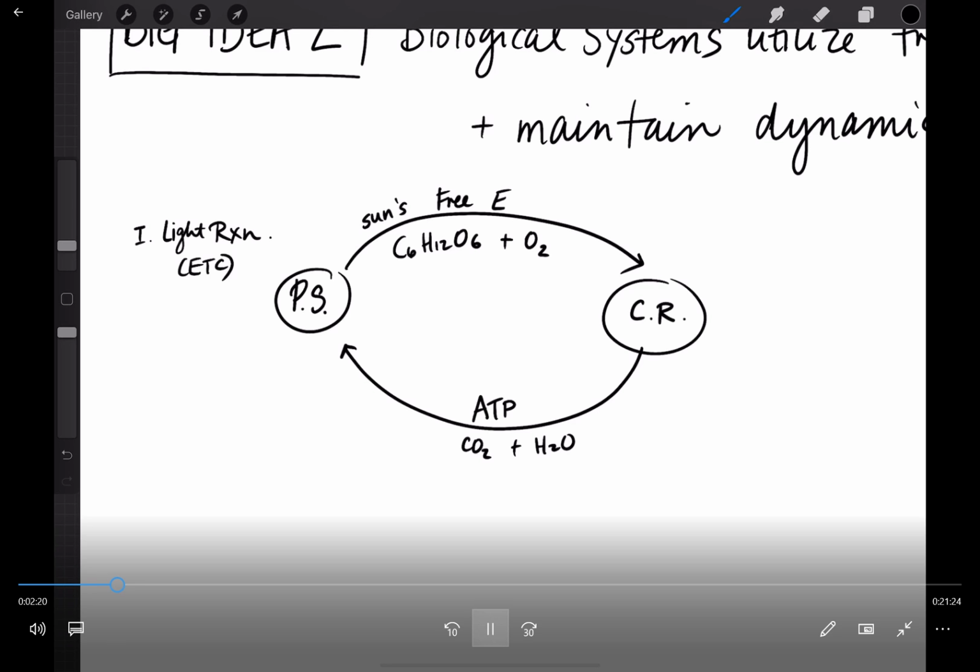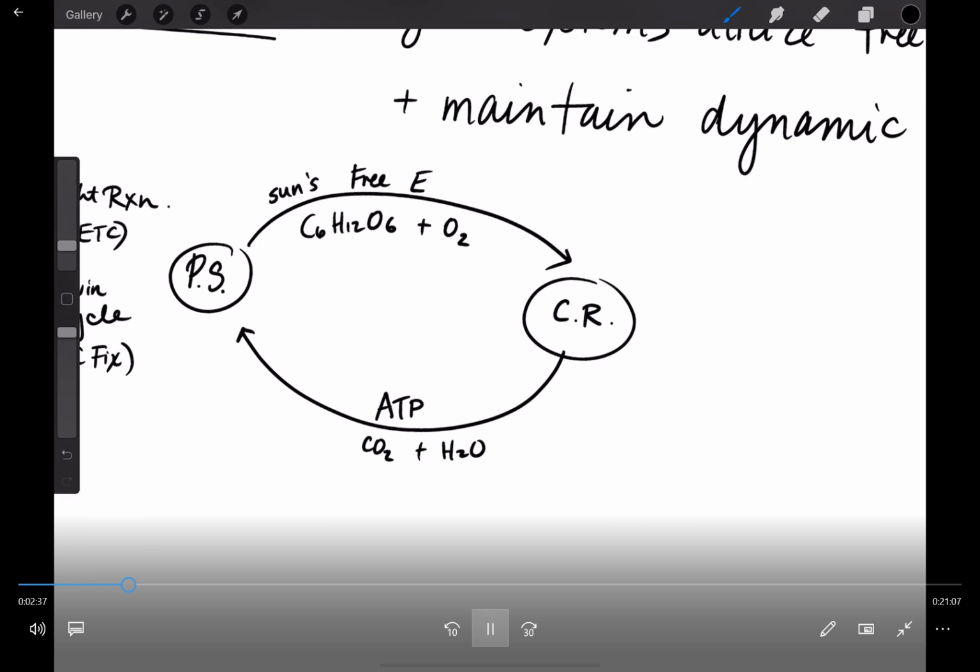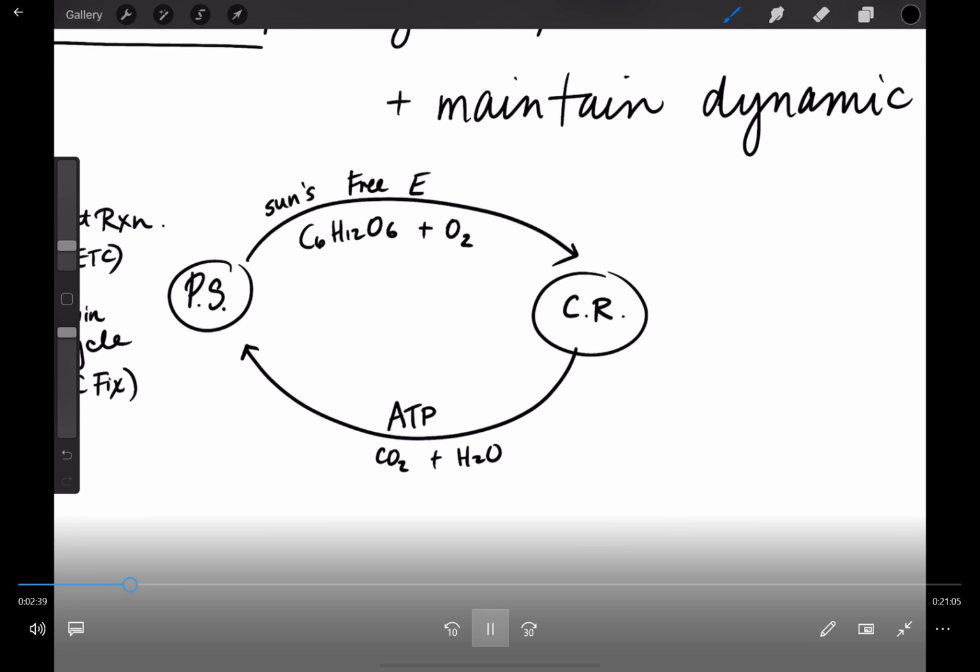Okay, briefly, the two main processes of photosynthesis are the light reaction, which contains an electron transport chain in the thylakoid membrane. And the second major step is the Calvin cycle. Remember, that's where you fix CO2 into organic compounds. So carbon fixation in the Calvin cycle.